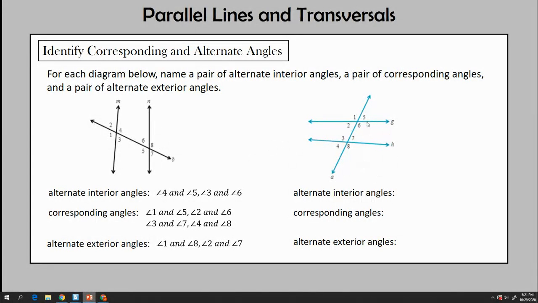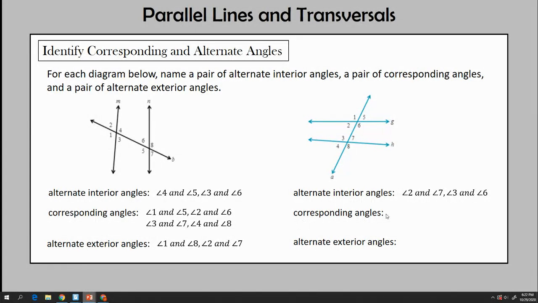Now moving over here, because the lines have changed a little bit, our transversal is now running this way, up and down. We've got to identify interior and exterior first. Interior are the four angles that are between the lines that are being intersected by the transversal. So 2, 3, 6, and 7 are interiors. 1, 5, 4, and 8 are the exteriors. So name a pair of alternate interiors. Well, you can either choose 2 and 7 or 3 and 6.